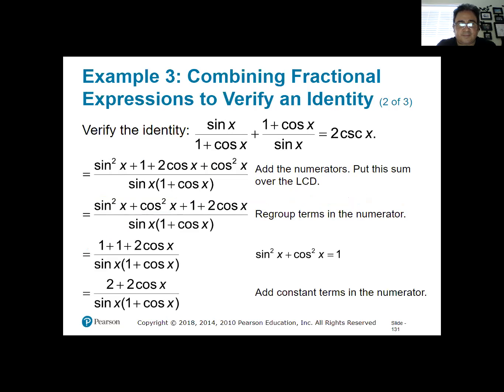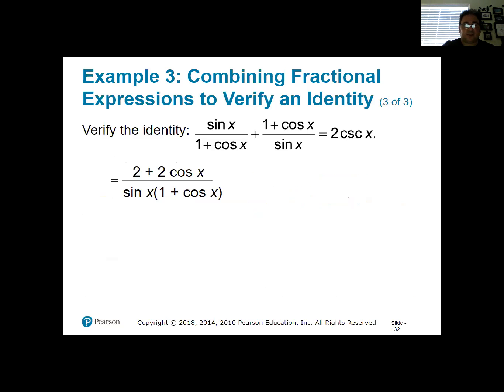So now what can I do with those 2's in the numerator? I have two 2's in them. Factor. Good job. I can factor out the 2's, right? So I'm going to take the 2 and factor out the 2's, and I end up with 1 plus cosine of x. And I have 2 times the quantity 1 plus cosine of x over sine of x times 1 plus cosine of x.